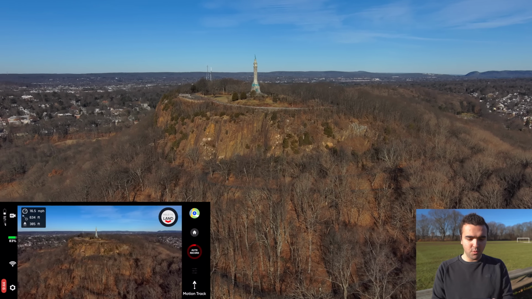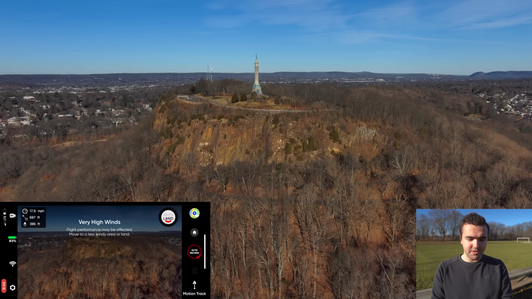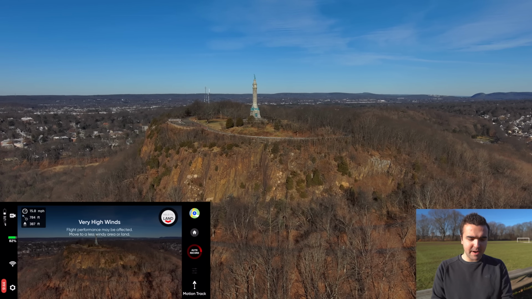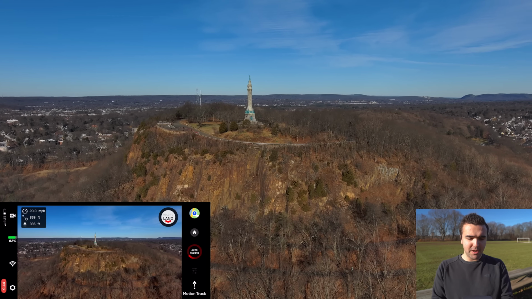It says we're getting some high winds here. Very high winds. Alright. So we're still cruising at about 15 miles an hour. We'll push that button down on the back. We're starting to get about 20 miles an hour. I think that we're facing a headwind going that way, so when we come back, we'll really get an idea of just how fast this drone is moving.